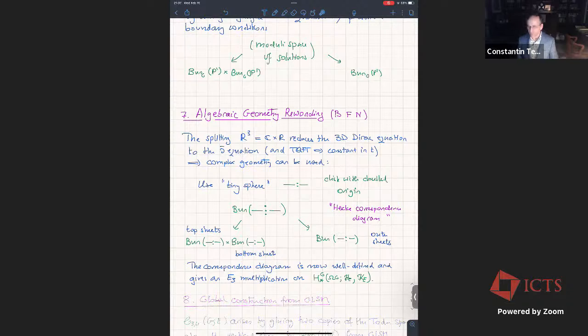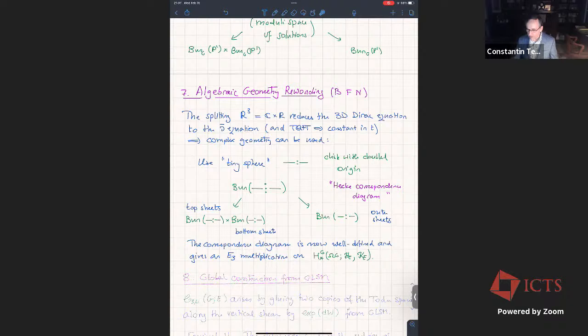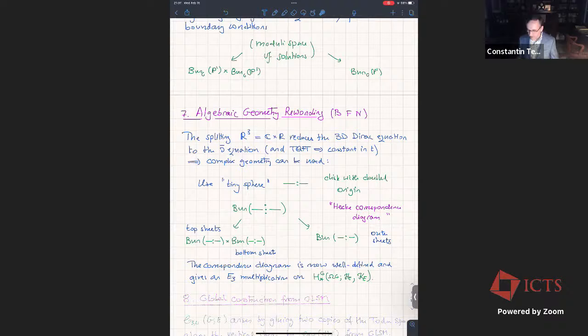And the idea, which comes from Hecke correspondences, is to replace P1 with a tiny sphere, which is a non-Hausdorff thing. It's a disk with a doubled origin, but in some way has the topology of a sphere. And you replace the correspondence, let's keep it here, the correspondence diagram coming from a solid pair of pants, with the correspondence diagram familiar from Hecke correspondences. You look at bundles on the disk with doubled origin. Here are your two small spheres, and here's your one large sphere.